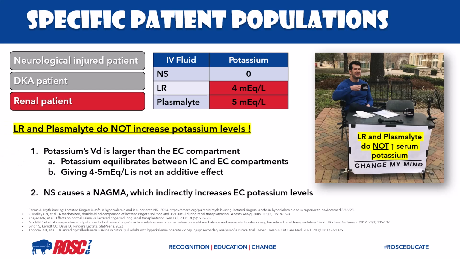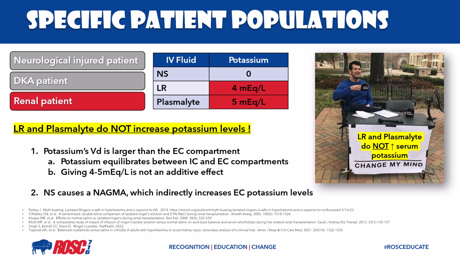And why is this not true? So first, potassium's volume of distribution is larger than the extracellular compartment. So by definition, the volume of distribution is a parameter representing the propensity of a drug, in this case an electrolyte, to remain in the plasma or to redistribute to other tissue compartments. So if you have a high volume of distribution, this drug or electrolyte leaves the plasma and enters the extracellular space. If you have a low volume of distribution, this remains in the plasma. So potassium has a high volume of distribution.